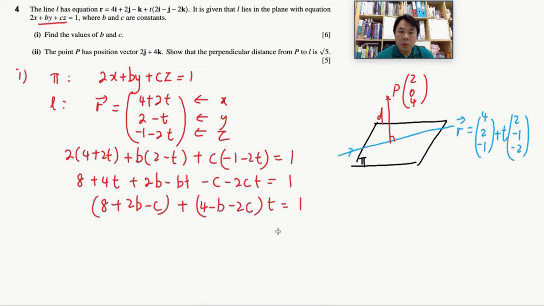Okay, and then now all I need to do is just solve this simultaneously because there are only 2 variables involved. We notice that by comparison, the constant must be equal to 1, and then the coefficients for t must be equal to 0. Therefore, I would have 2b minus c equal to -7. That's my first equation. Then my second equation will be b plus 2c must be equal to 4. So all I need to do is just solve this simultaneously.